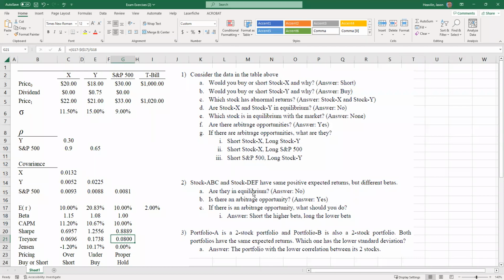The only way you're in equilibrium is if the Treynor ratio is the same. So again, the numerator is the same because expected returns are the same and the risk-free rate will be the same regardless of what it is. But they have different betas. That's going to trigger a difference in the Treynor ratios. So no, they're not in equilibrium.